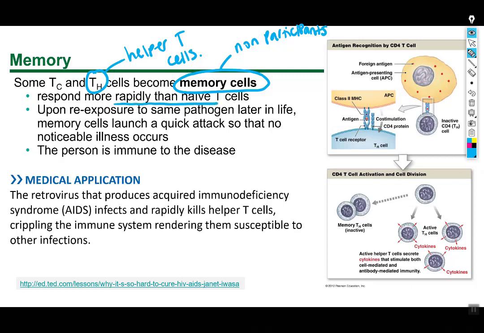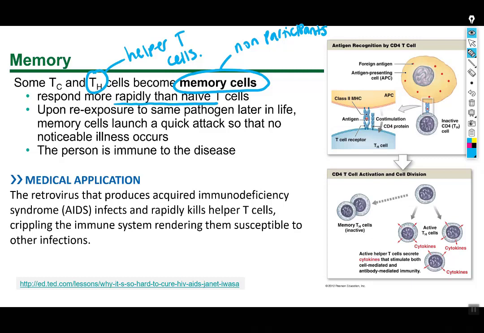And upon re-exposure, they launch an attack that's so rapid, so low latency to respond, that even if a pathogen is present in the body, the person suffering from it doesn't have any noticeable illness. The immune system takes care of it prior to them actually feeling sick or getting sick.